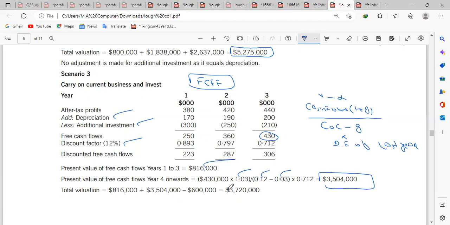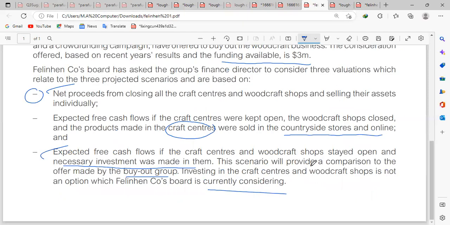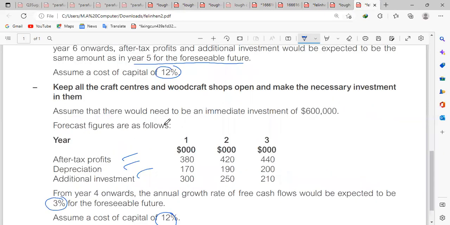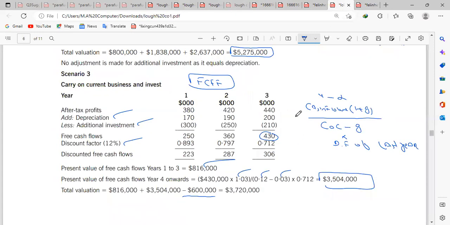This was 3504. And what is this minus 600,000? Can you tell me that? Initial investment. Yes, this was the initial investment required. Okay, now this is the total valuation of the company.